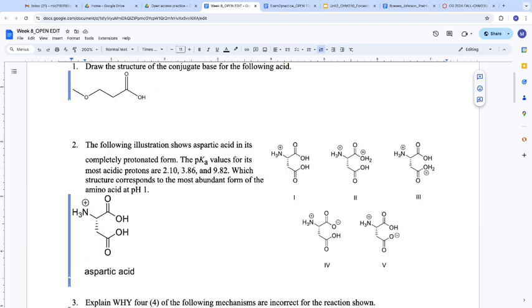Okay. The following illustration shows the molecule aspartic acid, fully protonated. What is aspartic acid? Anybody know? You can be like, no, that's fine. That's your next semester. That's biochemistry. So if you have to take biochemistry, you'll be responsible for understanding aspartic acid and what it looks like in the body. Because it doesn't look like that in the body.